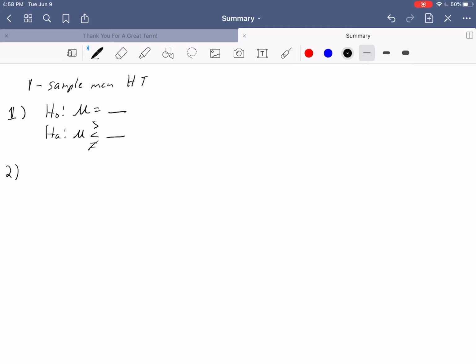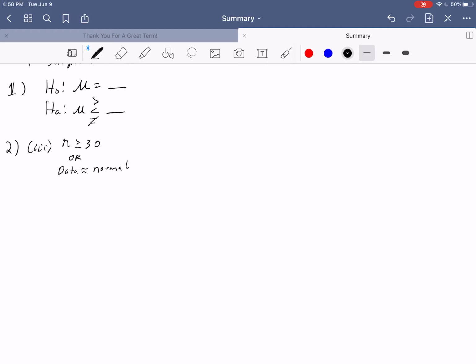For conditions 1 and 2, random and representative, and sample size less than 5% of the population size, that applies to all of our hypothesis tests. So let's just focus on condition 3, which is the one that varies from test to test. Here, remember, it's either that n is greater than or equal to 30, or data approximately normal.